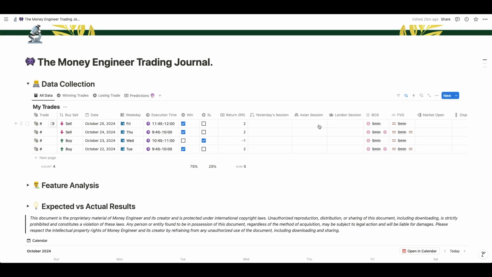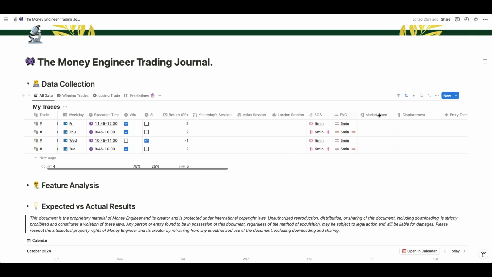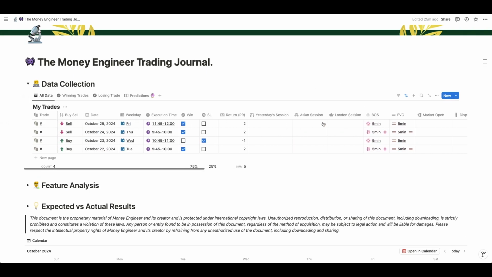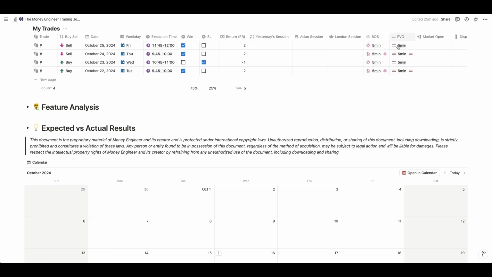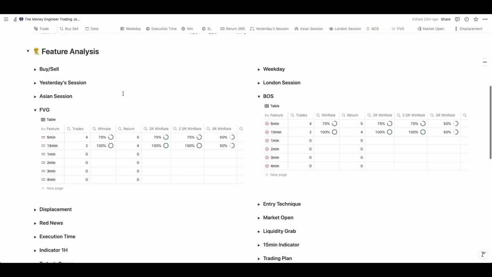So as I said, today we'll just be focusing on the 15 and the 5-minute execution. So to do that, I separated the breakout structure and the fair value gap. Because sometimes you can get a 15-minute breakout structure, but then decide to enter on the 5-minute fair value gap. So that's why I decided to separate those two. And then those are all the other features we're also studying in our community and many more. So to study the difference between the 5-minute and the 15-minute, I'll just go into the feature analysis part and then look at the data right there.